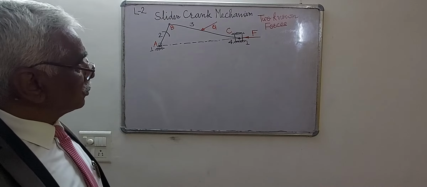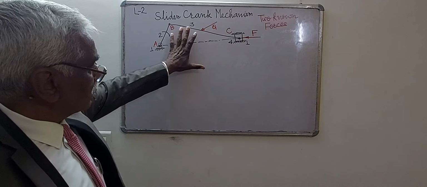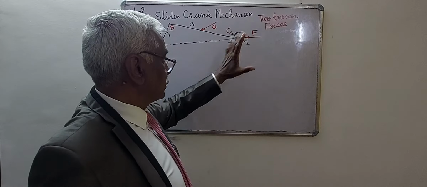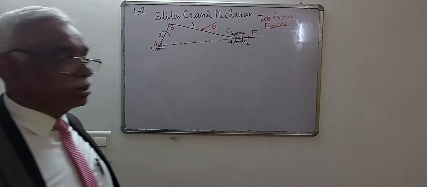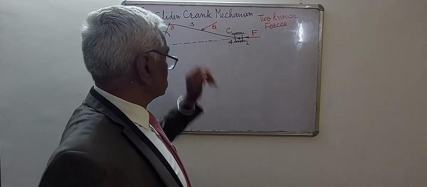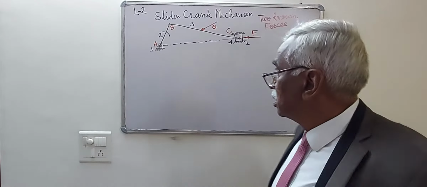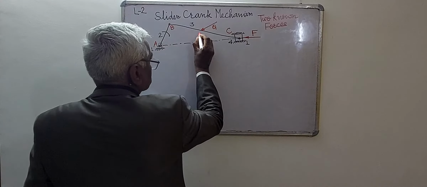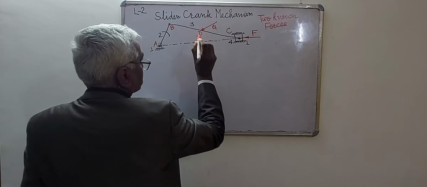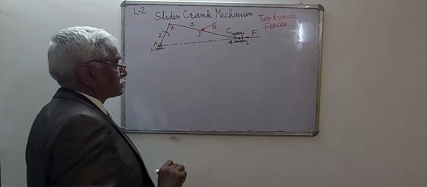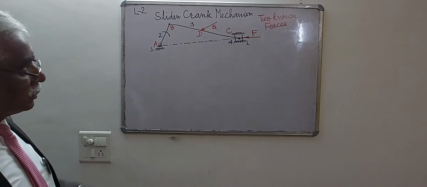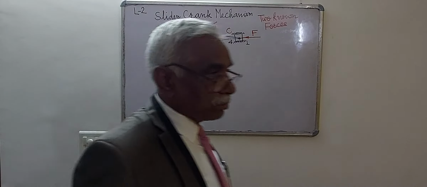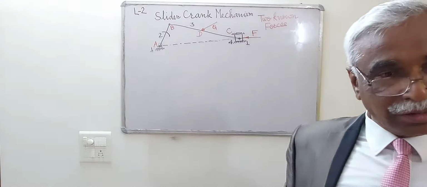So in this case, two known forces are acting on the slider crank mechanism. One force is acting at the slider, that is F. It is given in magnitude and direction both. And the other force is acting at point D. Suppose this point is D on the connecting rod. It is given completely in direction and magnitude both. In this case, the force analysis of the slider crank mechanism is slightly different.